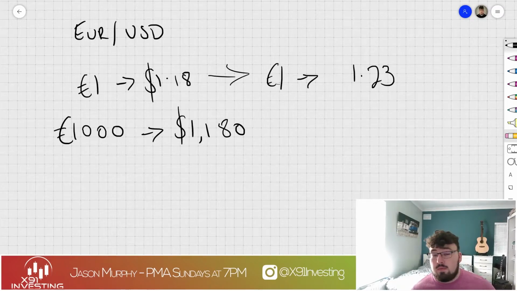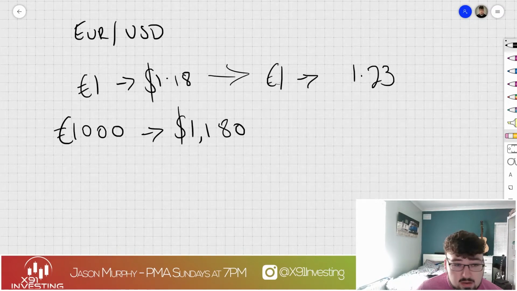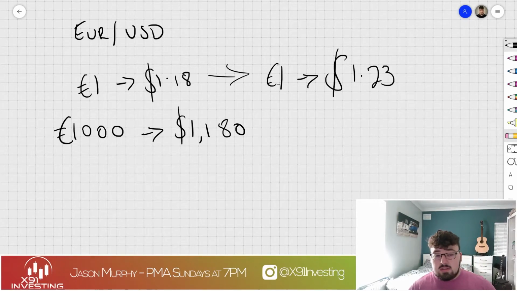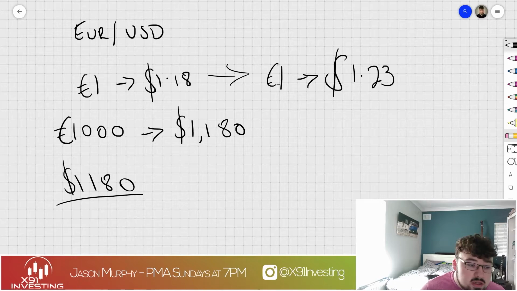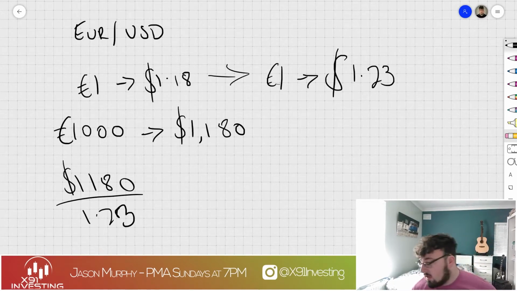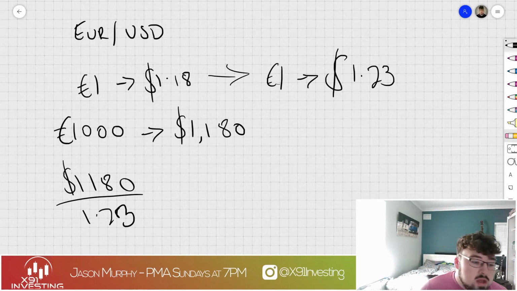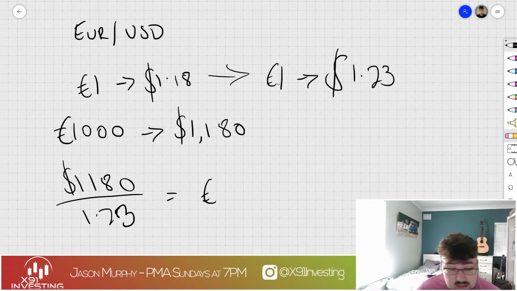$1.23. It's a big jump. So it was a massive change, a big market rally or whatever. That changes to a new rate. So we bring our $1,180 back to the exchange, divided by the new rate. 1,180 divided by 1.23. We come back and we actually have lost a considerable amount of money.